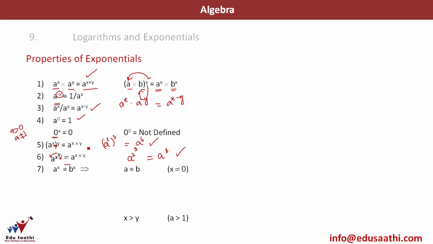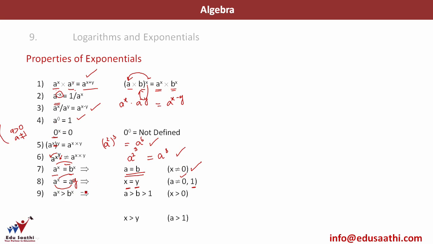Now if a raised to power x is equal to b raised to power x, so if the powers are same, bases can be compared. That means a is equal to b, provided the power is not 0. If a raised to power x is equal to a raised to power y, so what is it? If the bases are same, powers can be compared. That means x is equal to y, provided a has to be positive. A should not be equal to 1 because 1 raised to power anything would come out to be same. And a is not equal to 0. That is obviously the case because a has to be positive.